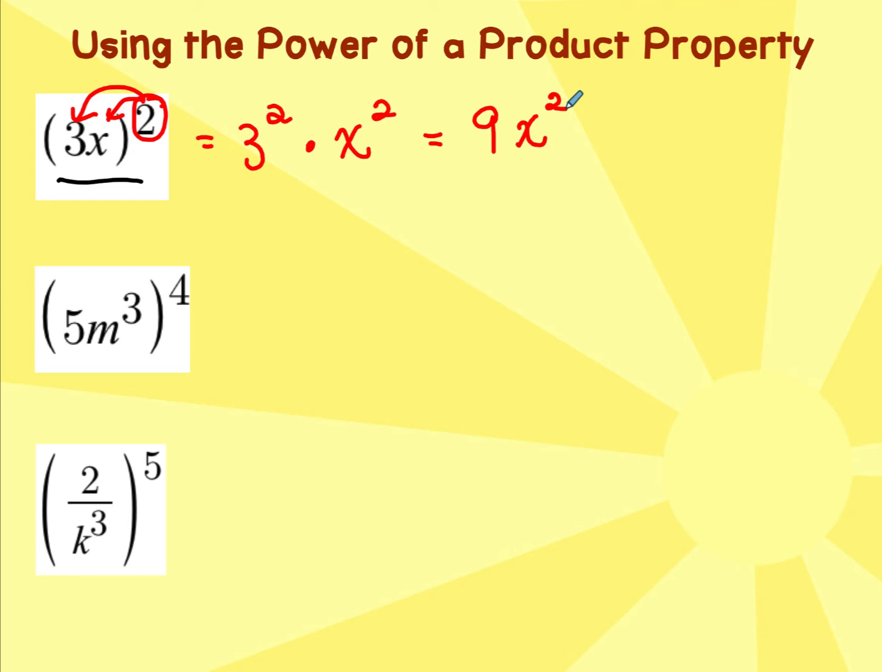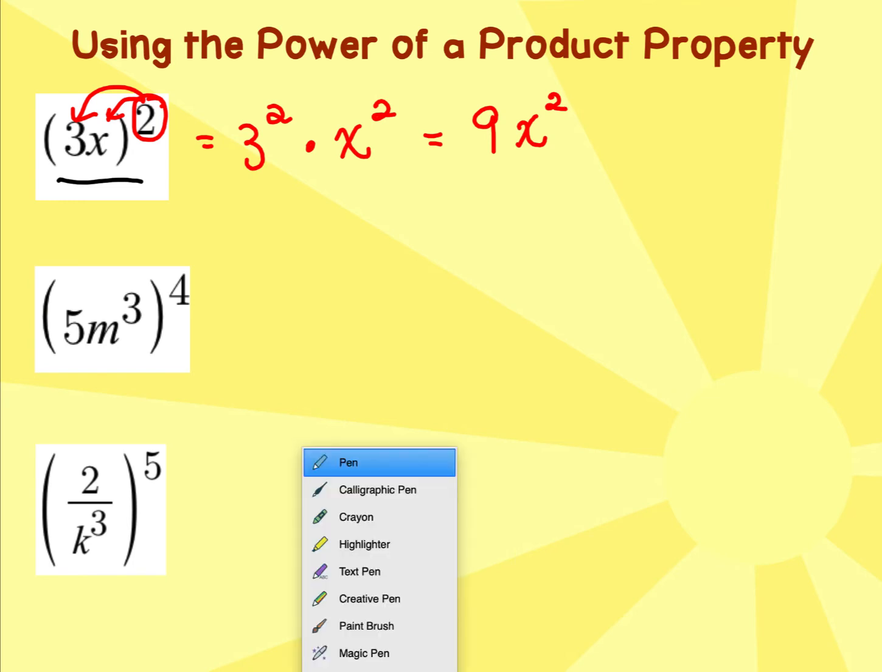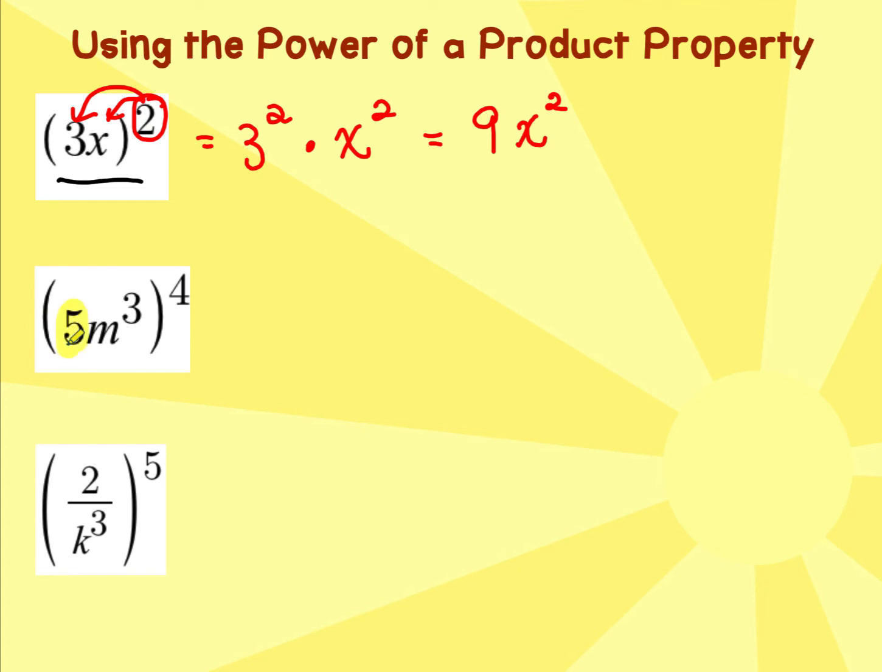Now, sometimes we have to combine properties. So let's look at how this second problem combines some properties. So I see I have 2 factors here. And let me go ahead and highlight it just to emphasize. So here we have 5 is one of our factors. And the second factor is m to the 3rd. So those are the 2 things being multiplied.